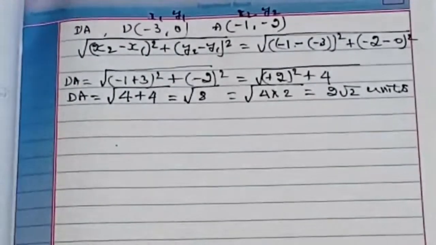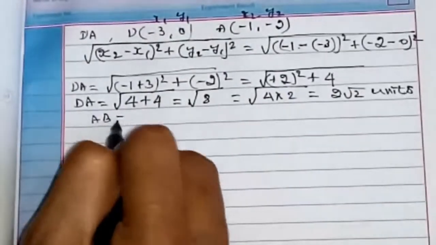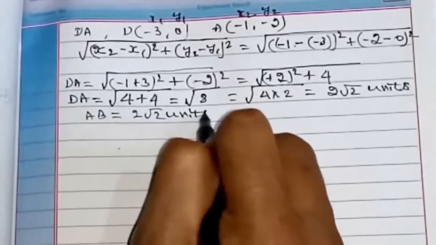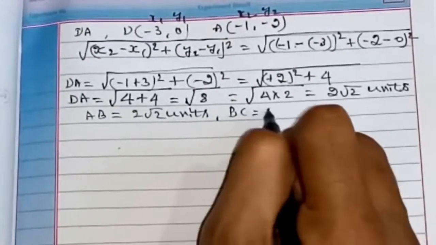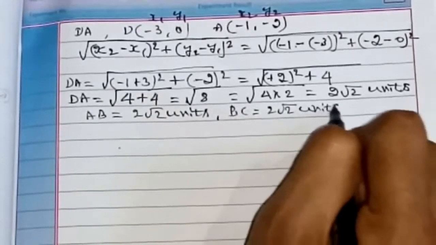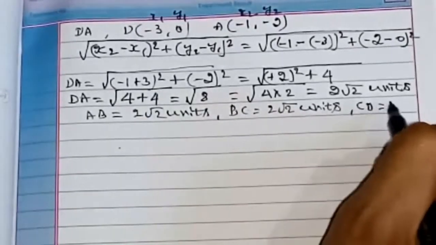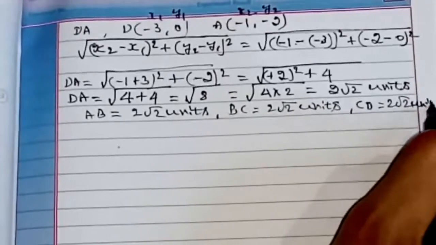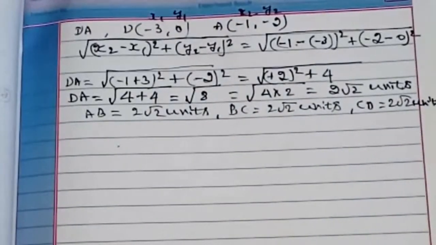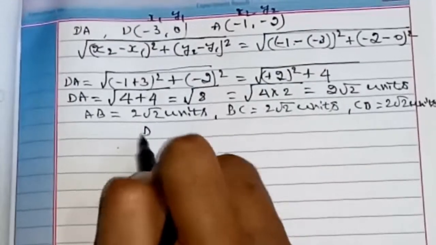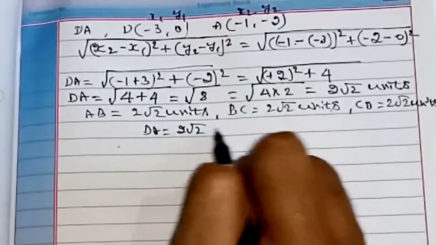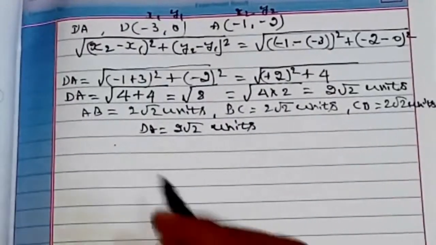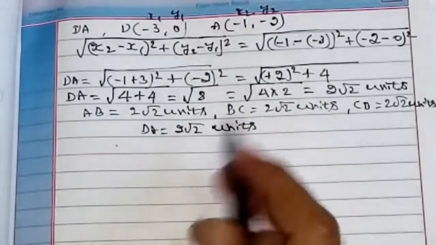So the answers are: for AB, the answer is 2 root 2 units, for BC it's 2 root 2 units, for CD it's again 2 root 2 units, and for the last one, DA, also it's 2 root 2 units, right? So what is the meaning of this? All the sides of the quadrilateral are equal.